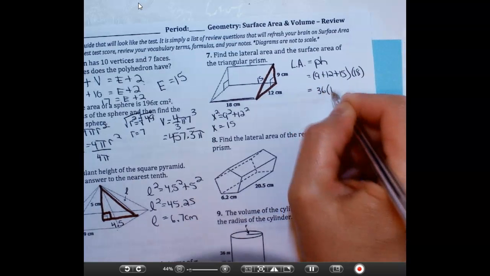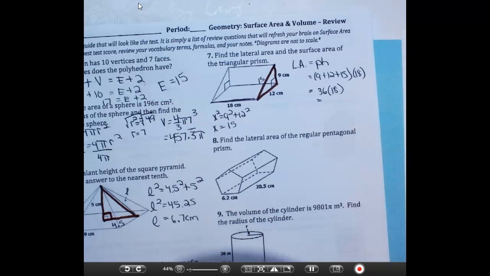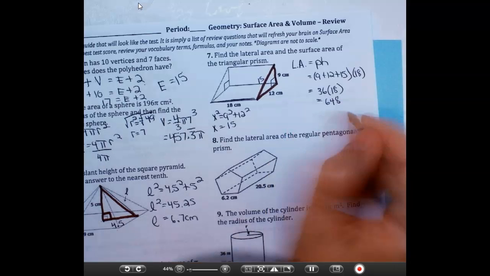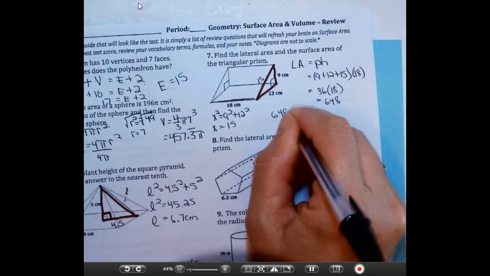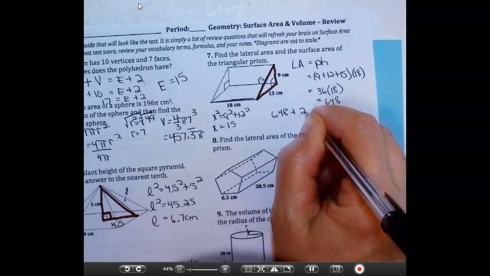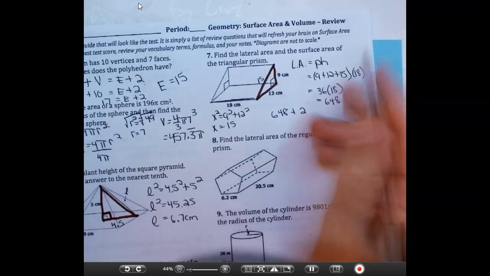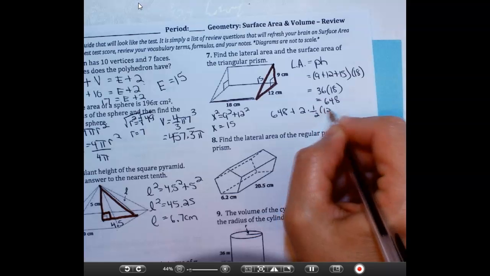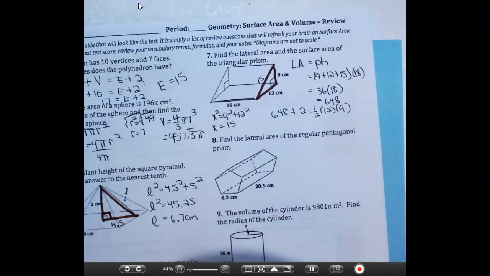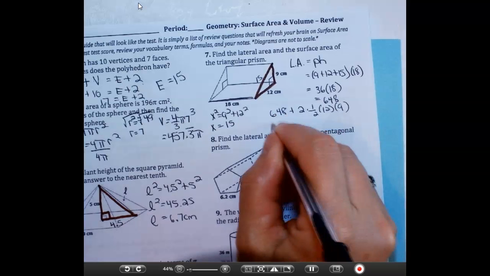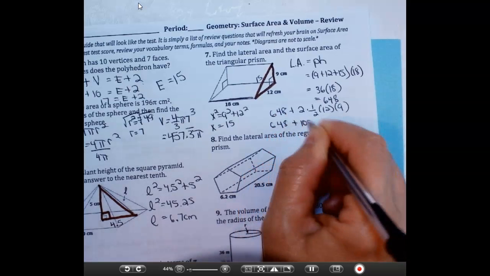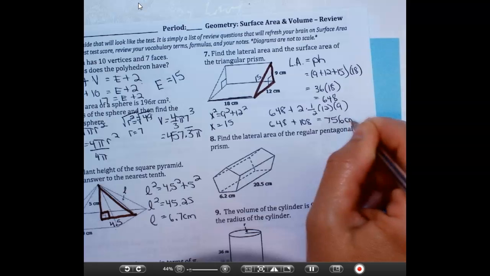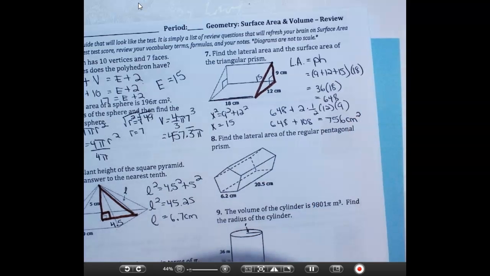So the lateral area is 36 times 18, which is 648. Then I have to add in the area of the bases. So we have 648 plus 2 big B, and big B would be the area of this base, which is a triangle. So that's 2 times 1/2. The base of that triangle is 12. The height of that triangle is 9. So 648 plus 108 gives me 756 centimeters squared for the total surface area.